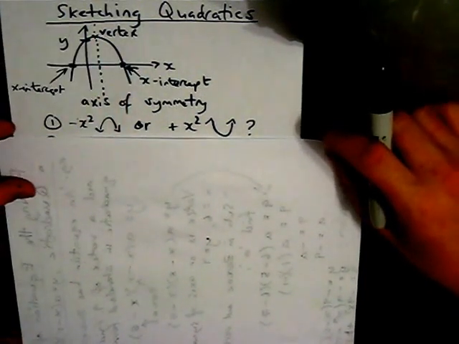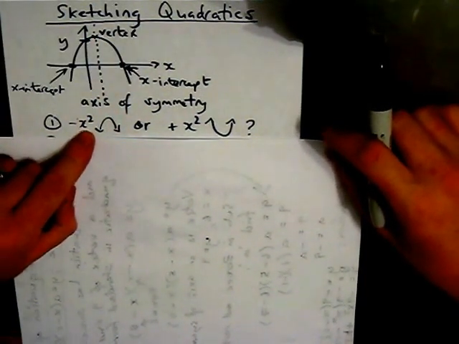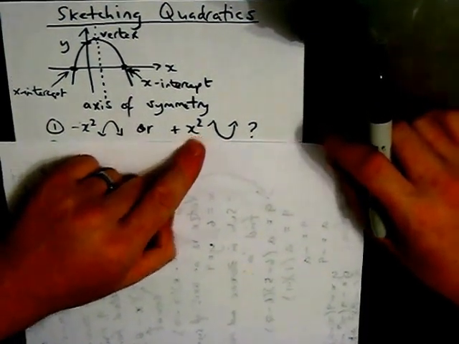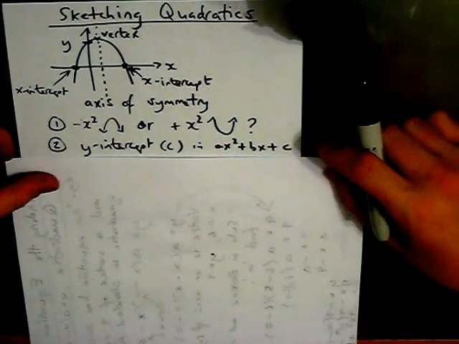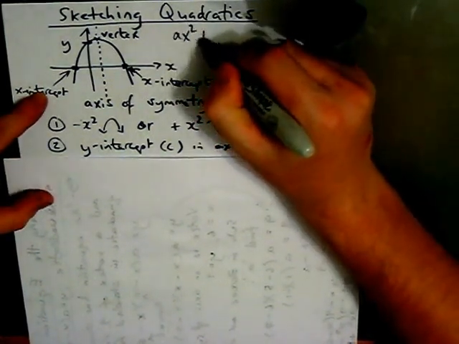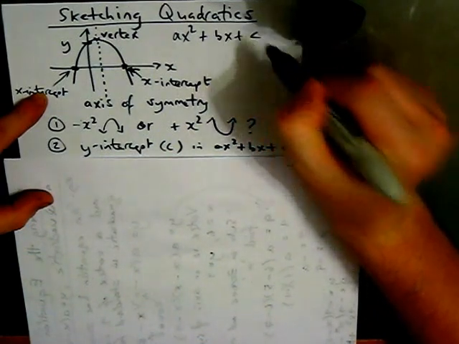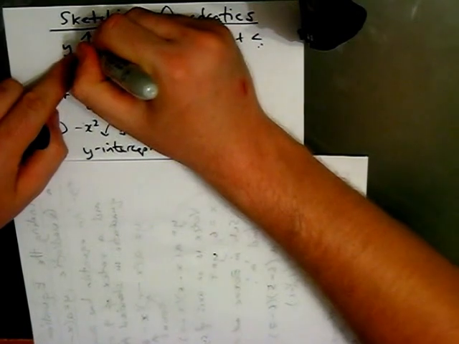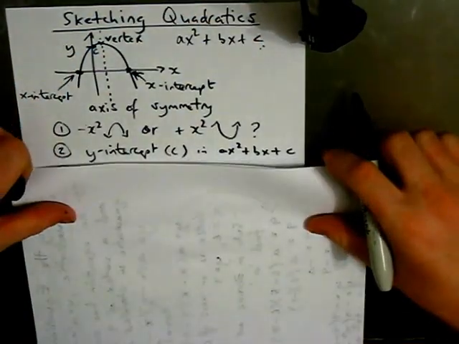So the first thing you want to ask really is, is this a curve that's negative, opening downwards, or positive, opening upwards? Next thing you should do is look at the y-intercept. In this case, if we're looking at standard form, ax squared plus bx plus c, c will just be the y-intercept. If you like, you can put a c value there.